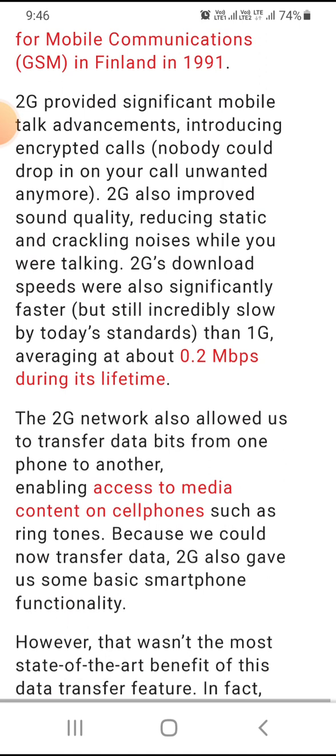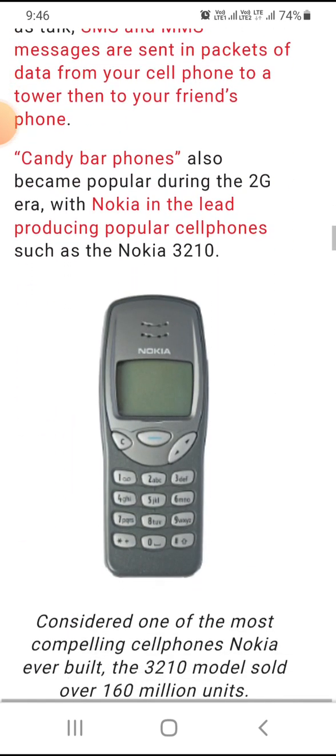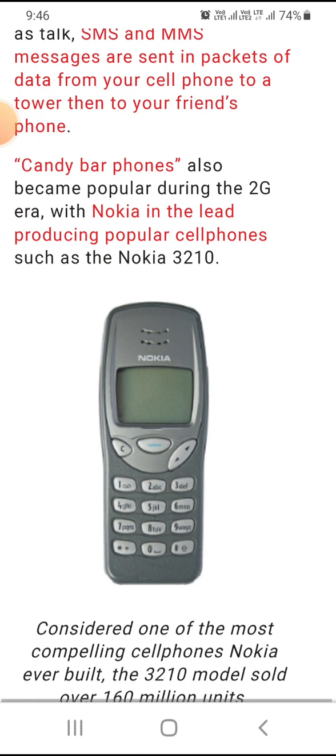The 2G network also allowed us to transfer data bits from one phone to another, enabling access to media content on cell phones. 2G also gave us some basic smartphone functionality. However, that was not the most state of the art benefit of this data transfer feature. In fact, 2G data transferring completely changed how we communicate by introducing text messages and multimedia messages, MMS, as a new form of communication. You can see this candy bar phone also became popular during 2G.